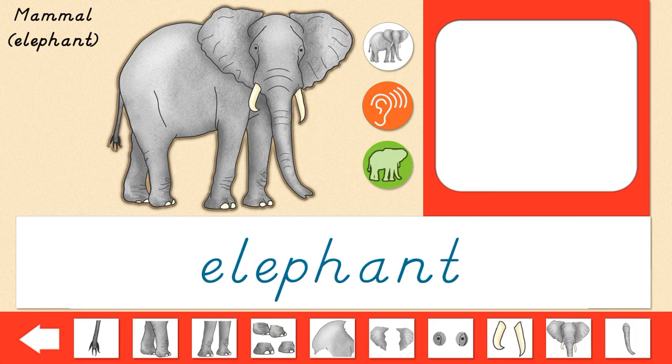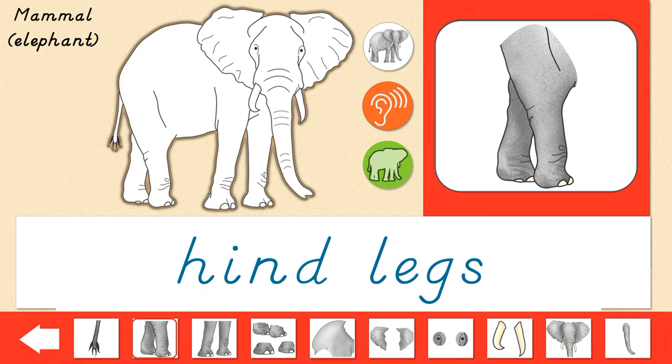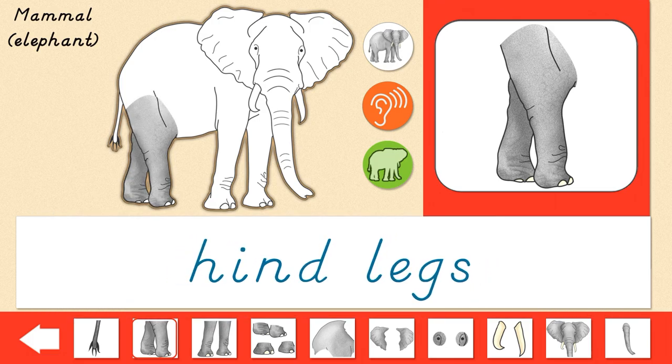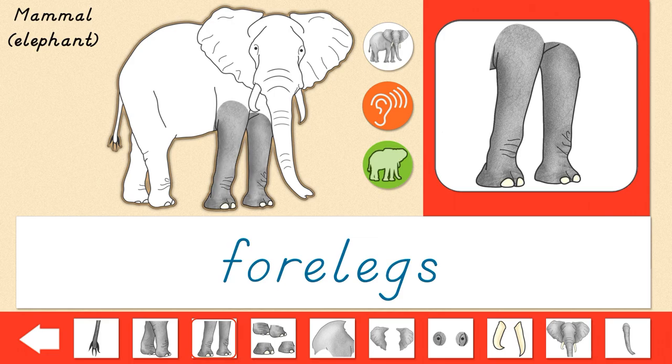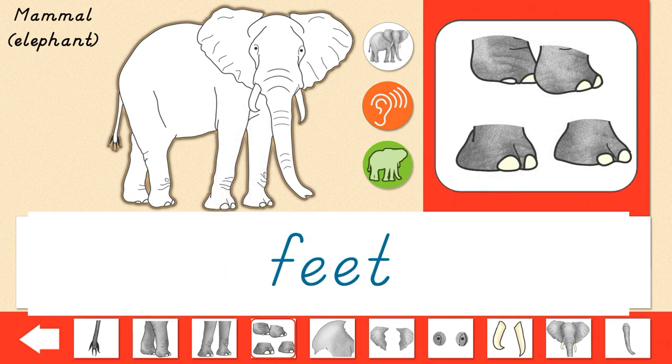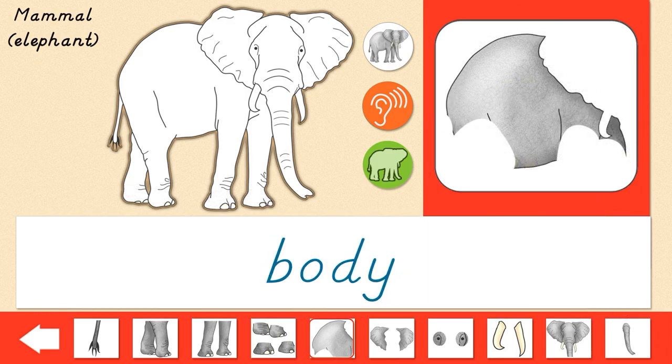Let's learn the parts of an elephant. Tail. Hind legs. Four legs. Feet. Body.